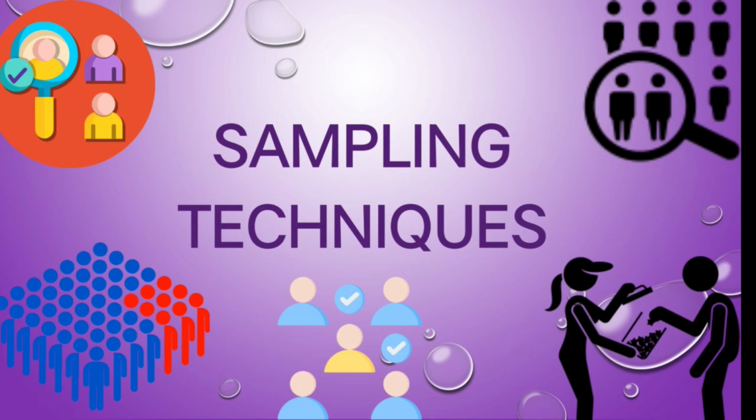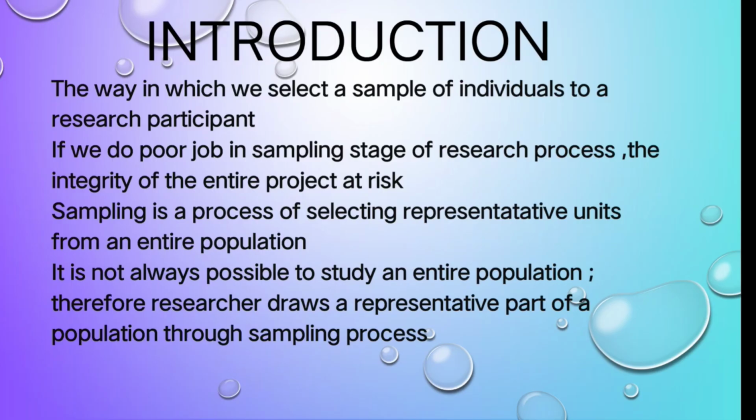So when we are proceeding in research, we cannot do the research for the entire population. Even doing the research for the entire population is very difficult. So there we use a technique known as sampling. We'll see one by one in detail. The way in which we select a sample of individuals as research participants matters. If we do a poor job in the sampling stage of the research process, the integrity of the entire project is at risk.